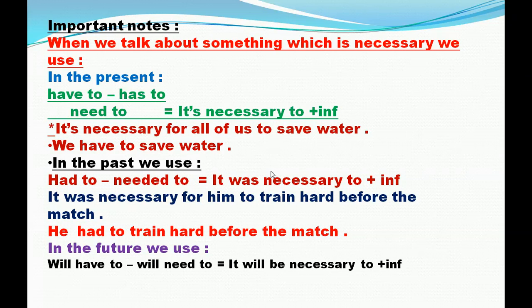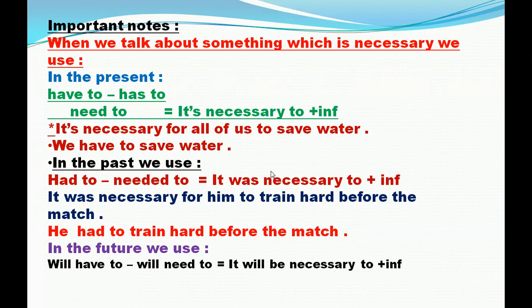Now it's time for some important notes. When we talk about something which is necessary, in the present, we use have to, has to, or need to. The words have to, has to, or need to equal it's necessary to do something, or it's necessary for a person to do something. For example, it's necessary for all of us to save water. That means that we all have to save water. This is in the present.